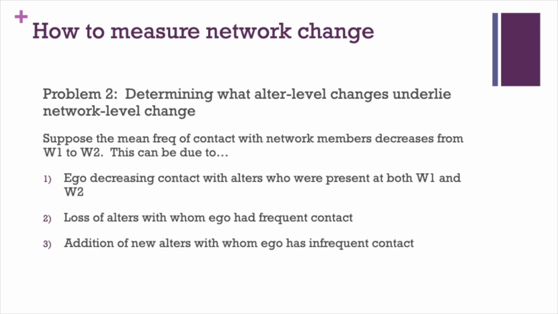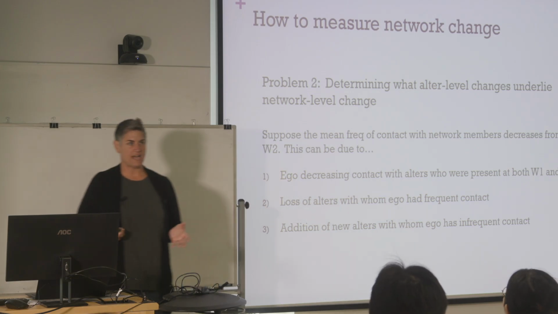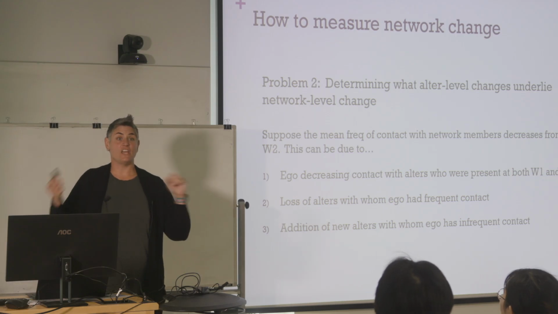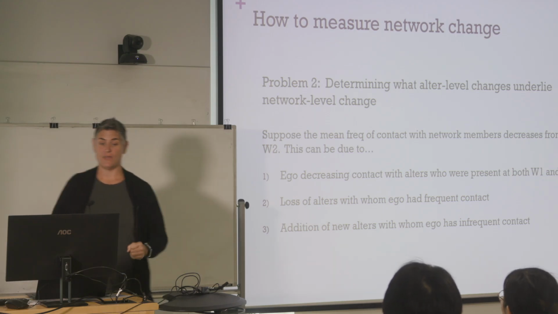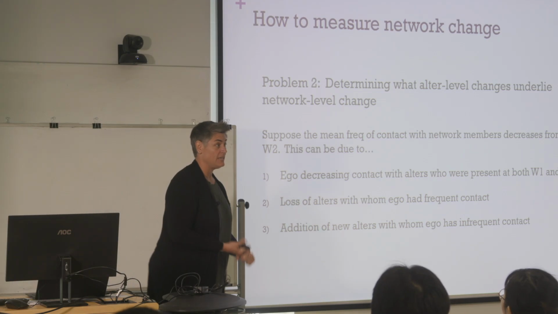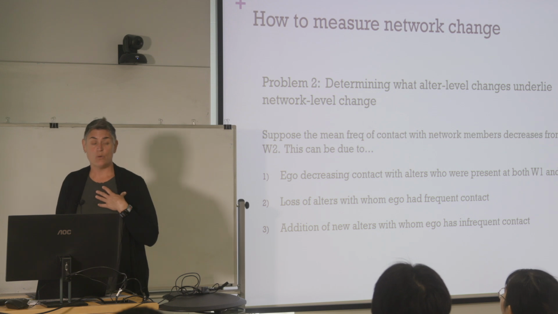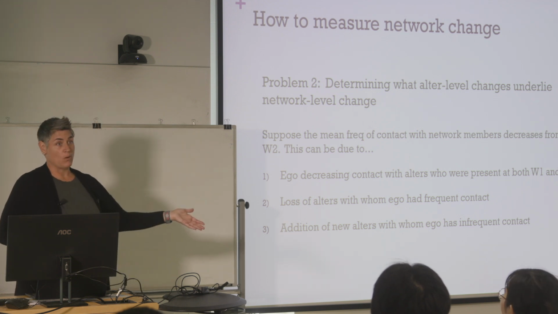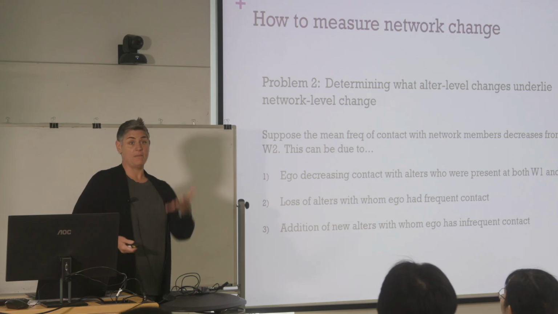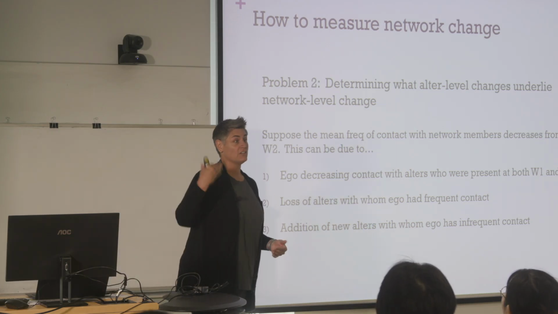The second problem is determining what kind of alter level changes underlie network level change, right? The best way to think about this is through an example. Let's say that I look at a network level, aggregated measure of something like mean frequency of contact. And I find that mean frequency of contact is significantly different between wave 1 and wave 2. This can be due to 3 different kinds of change, all of which can potentially signify really different things about me, my life, my outcomes, etc. First, it could be that I have decreasing contact with alters who are present at both waves. So I have the same people in my network, I'm just seeing them less. So maybe I'm working more, maybe I had kids, who knows, right? Another possibility is that I'm losing alters with whom I used to have particularly high contact.